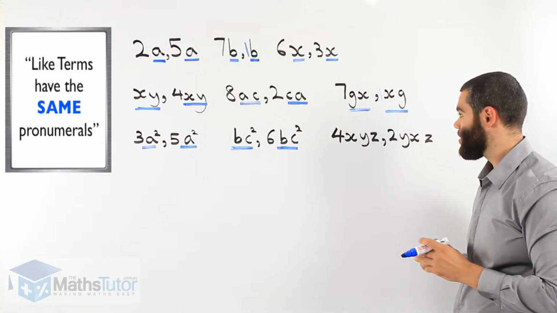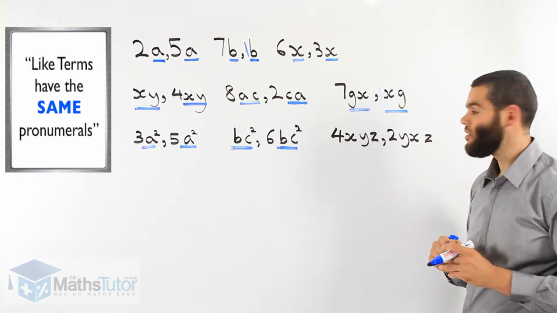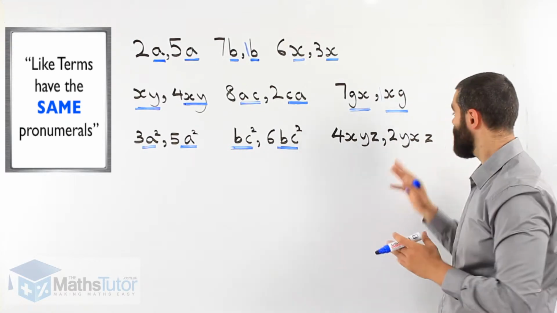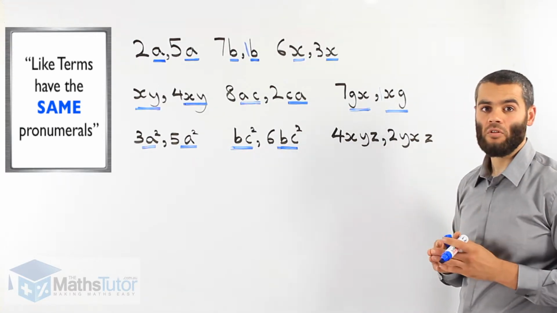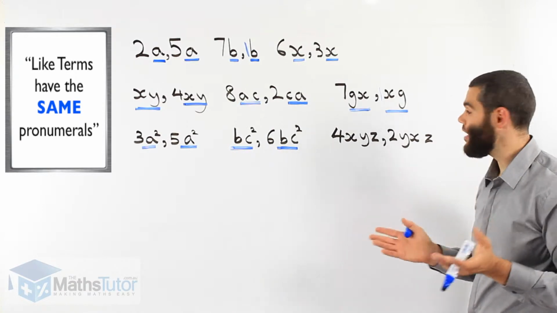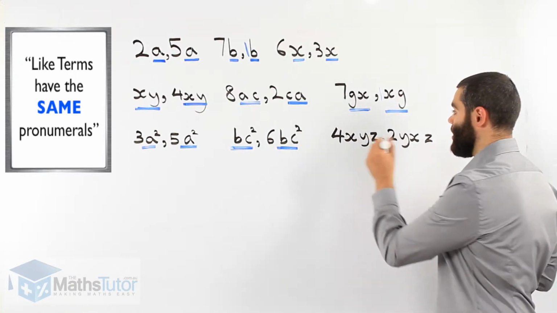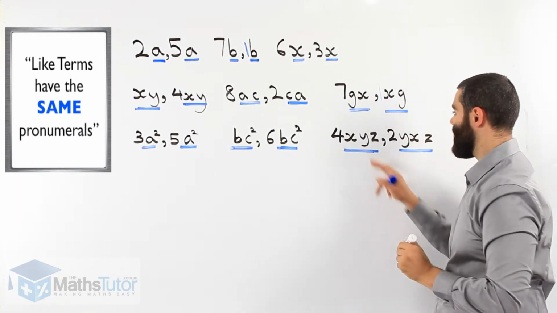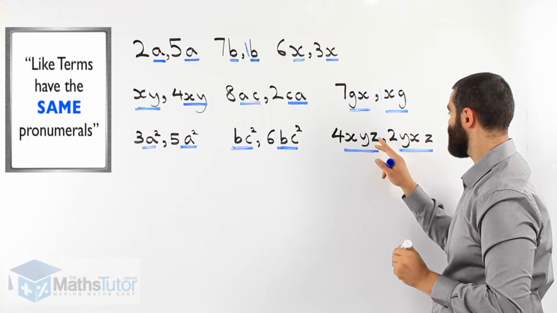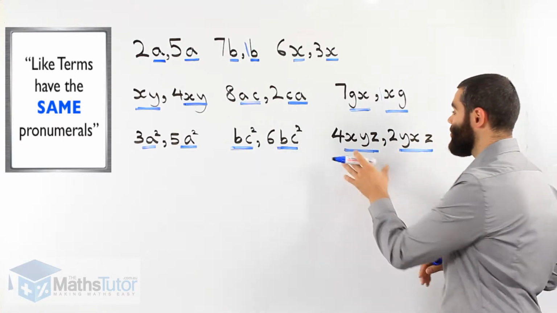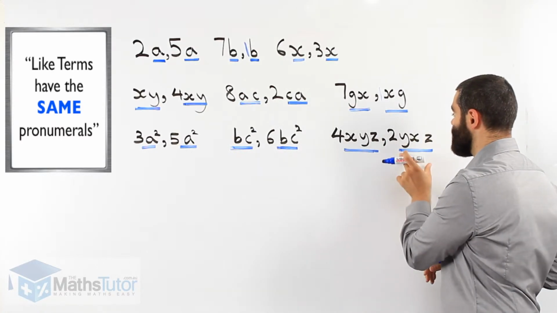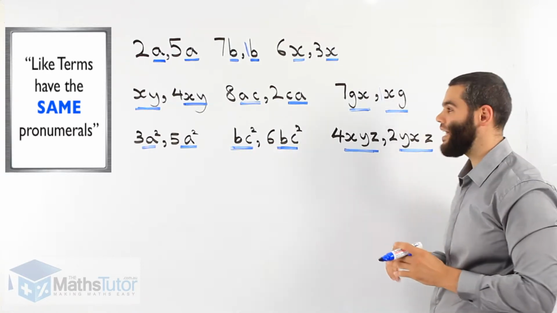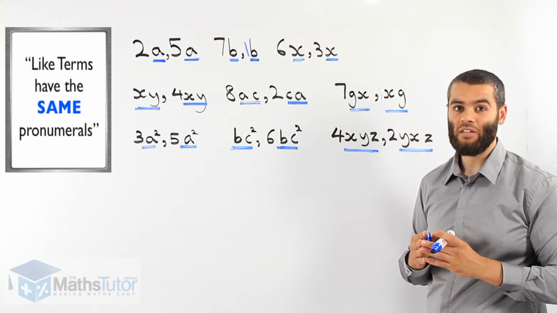Last example, 4XYZ is a term and 2YXZ is another term. We ask, are they like terms? Well, XYZ here, they're the pronumerals. YXZ, we have an X, yes. We have a Y, yes. We have a Z, yes. Therefore, 4XYZ and 2YXZ are like terms. That means we can add them or subtract them if we need to.